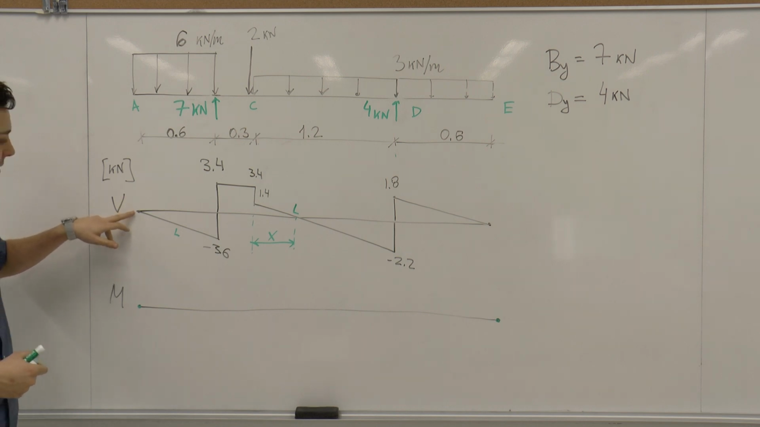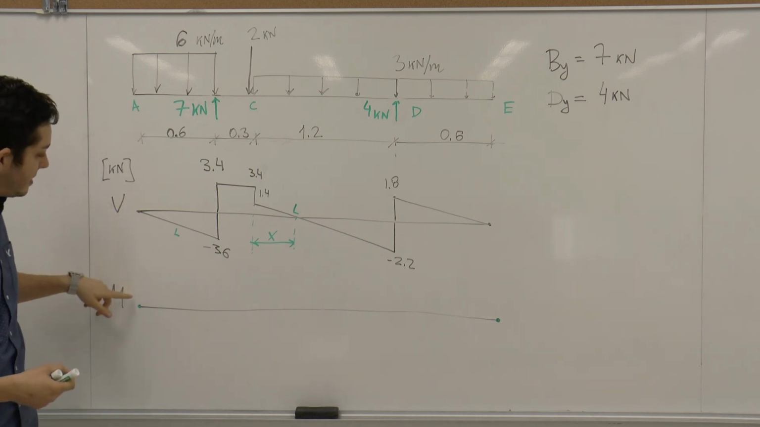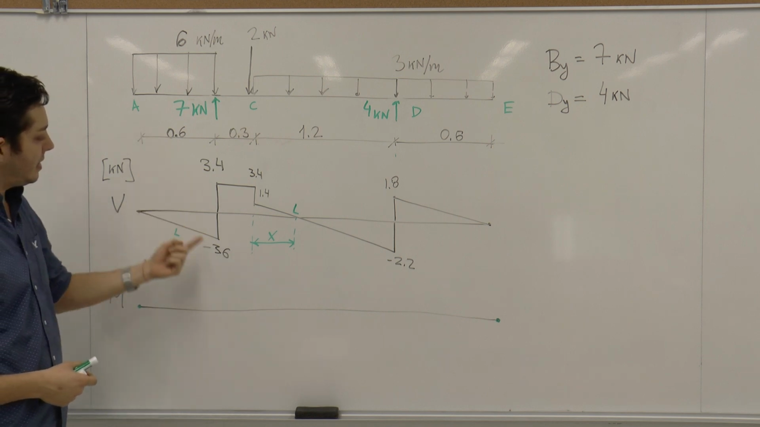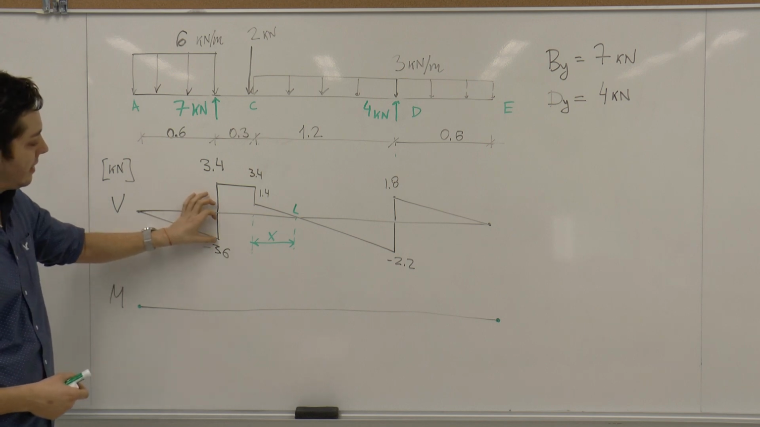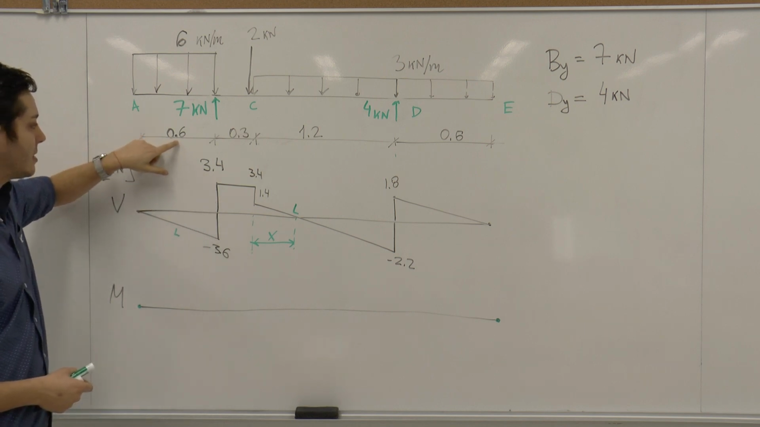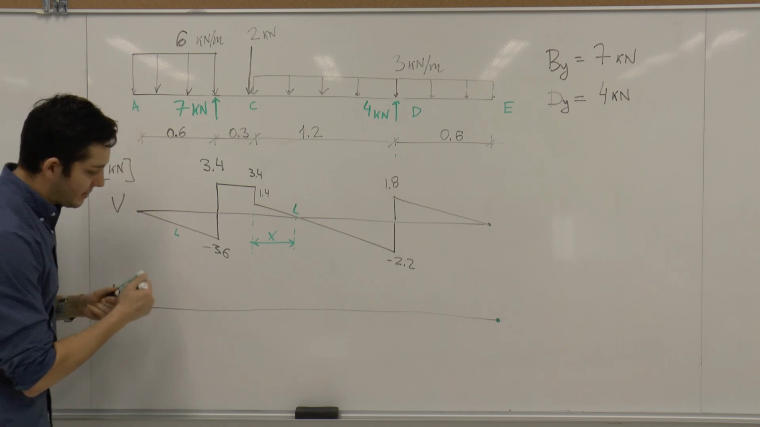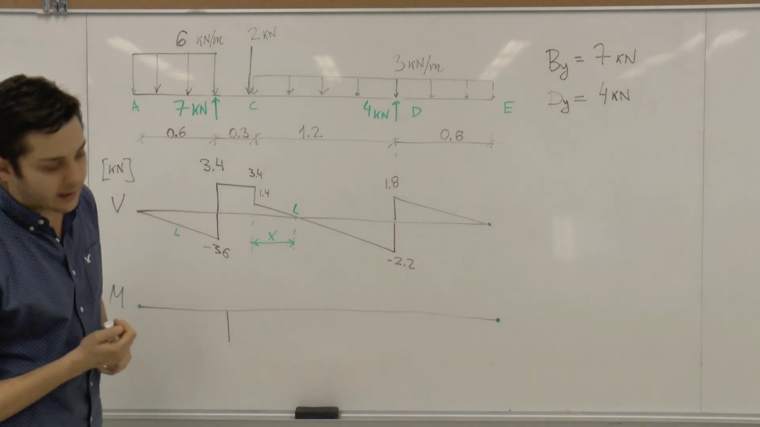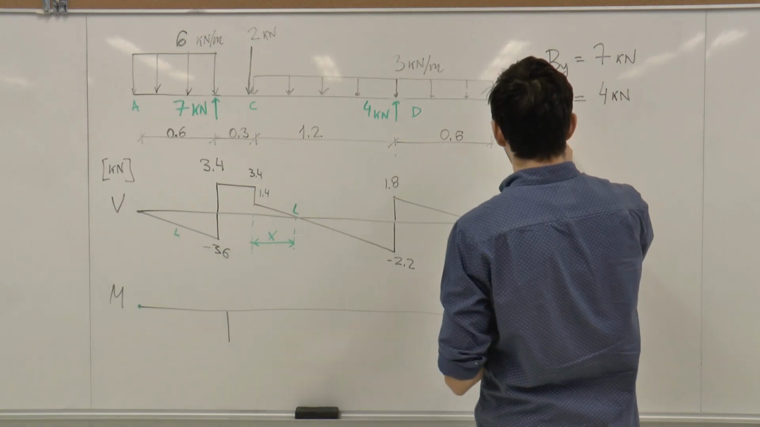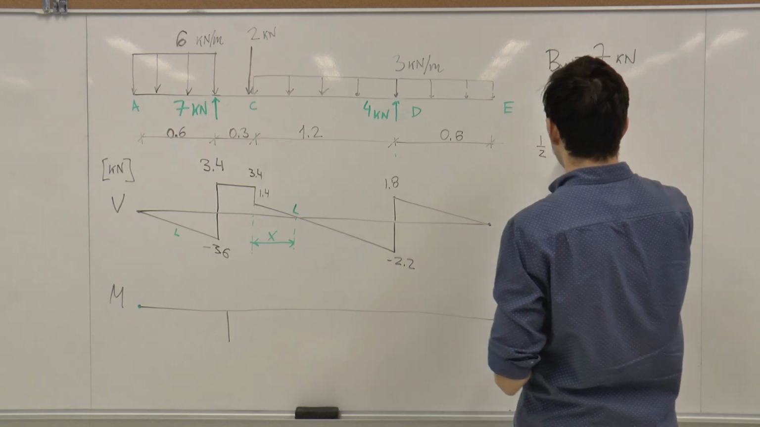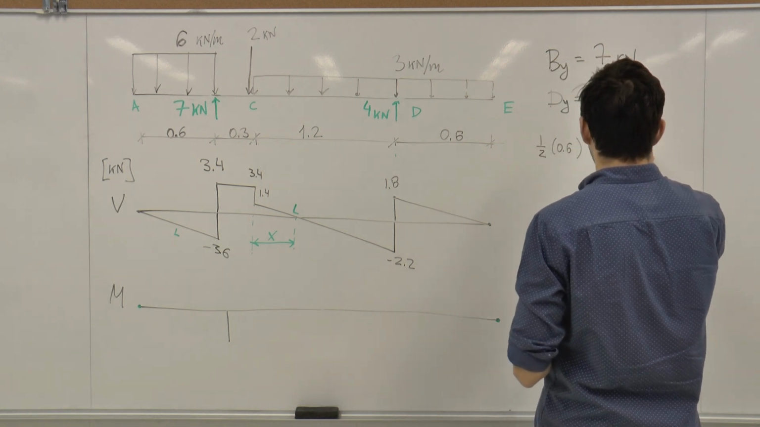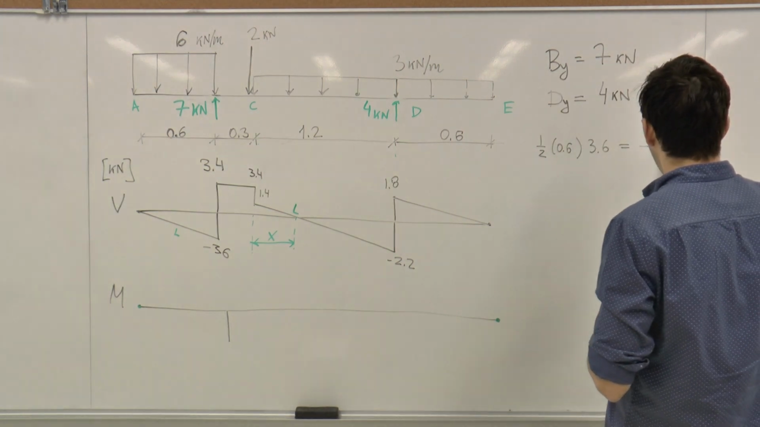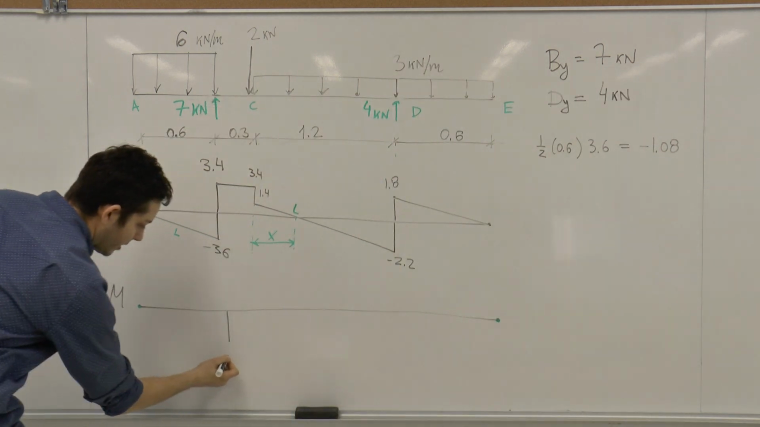starting from value 0, and we know that the change in moment from 0 to this point B is going to be the area of this triangle. 3.6 is the height, the base is 0.6, so it's half times 0.6 times 3.6. We will have a value, let's write it here, half times 0.6 times 3.6, the value of the moment at this point, minus 1.08. So this is minus 1.08.